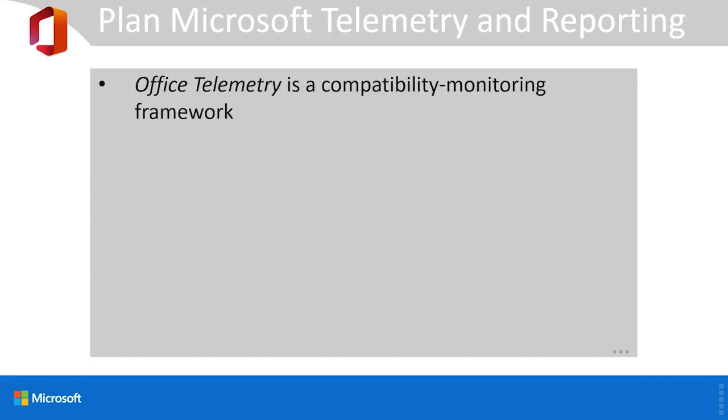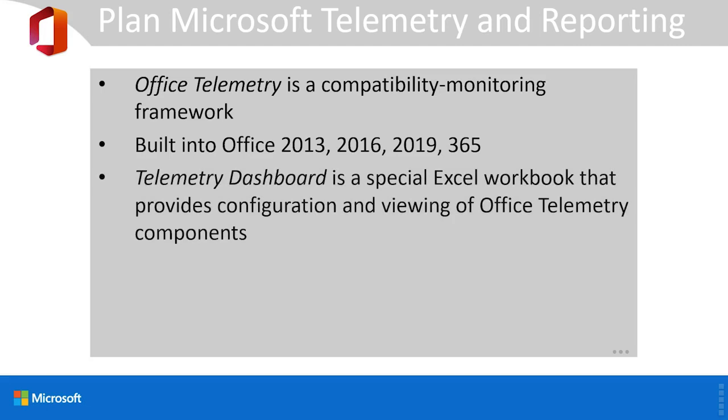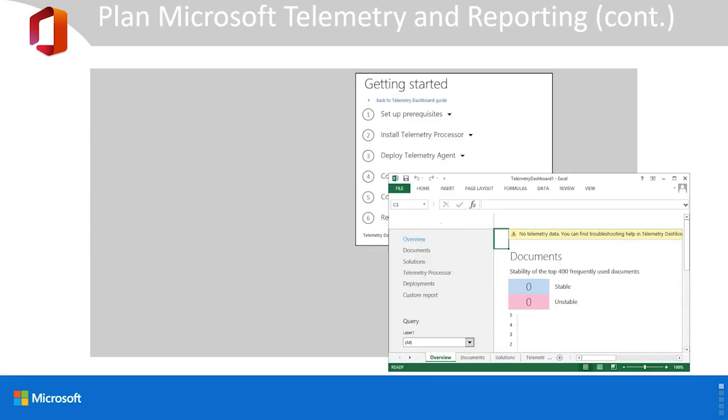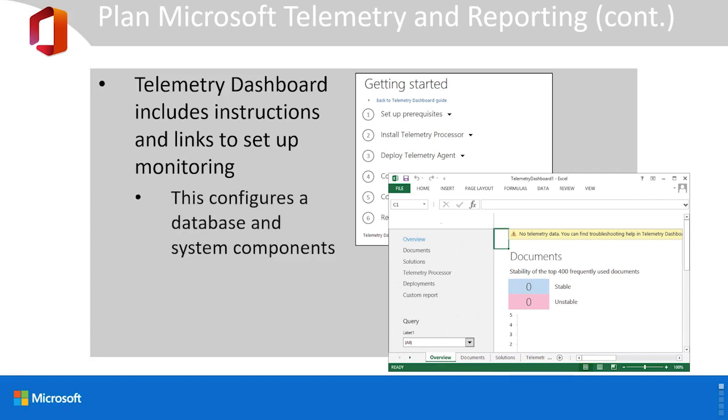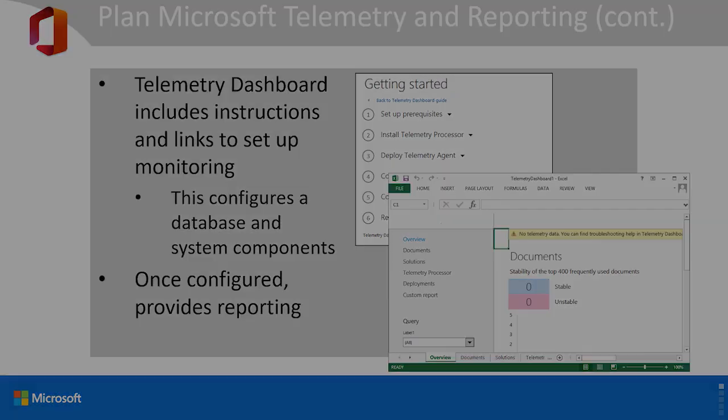Office Telemetry is a compatibility monitoring framework that is built into Office 2013, 2016, 2019, and 365. The Telemetry Dashboard is a special Excel workbook that provides configuration and viewing of Office Telemetry components. The Telemetry Dashboard includes instructions and links to set up monitoring, which configures a database and system components. Once configured, the Telemetry Dashboard provides reporting on inventory, usage, and health data about the Office documents and solutions used in your organization.